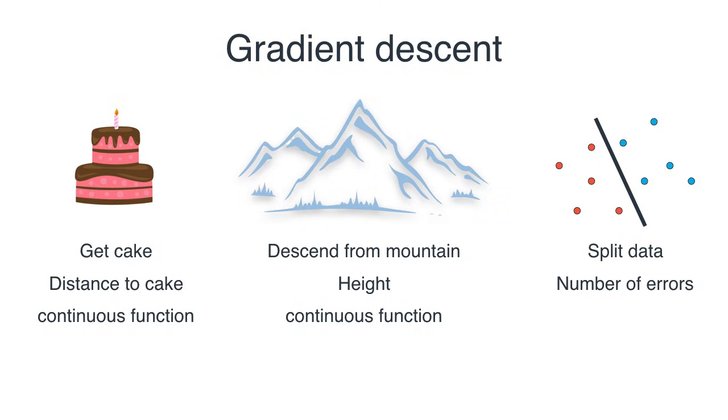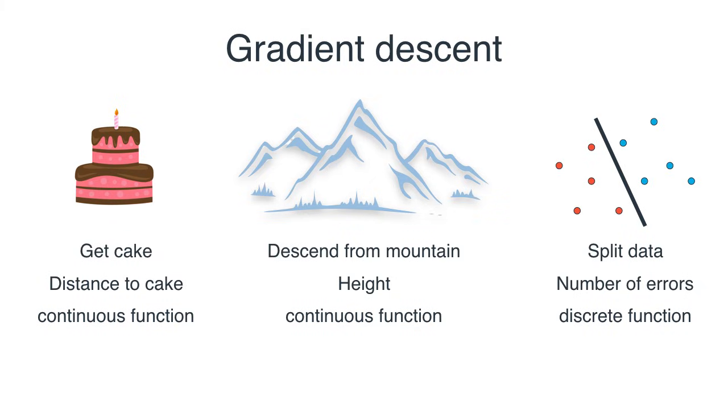The same thing with descending from the mountain. If I move around in tiny, tiny steps, the height decreases in very tiny steps, so I can actually see where I can decrease the most or calculate the gradient. Here, it's not the same thing. With the number of errors, it's actually a discrete function.